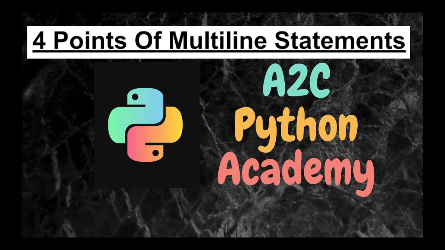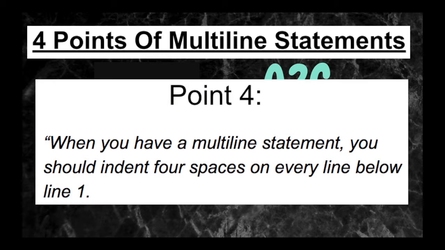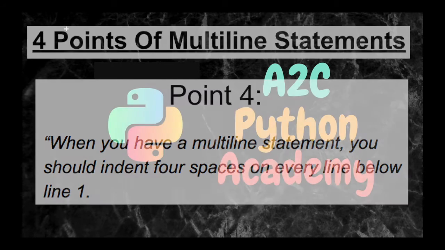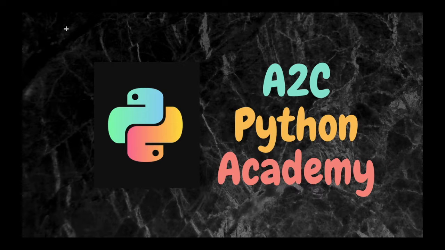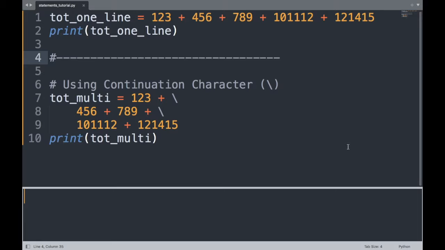Point 4. This point is not required, but for the sake of readability, when you have a multi-line statement, you should indent 4 spaces on every line below line 1. Again, this is not a Python multi-line statement rule, but it will definitely help make your multi-line statements more visually appealing. Now let's step away from the lecture portion of this video and put some of this newfound knowledge to work. So let's talk about the line continuation character.